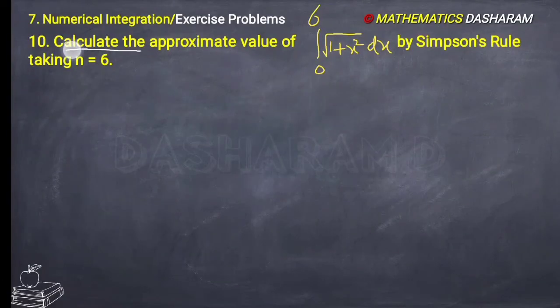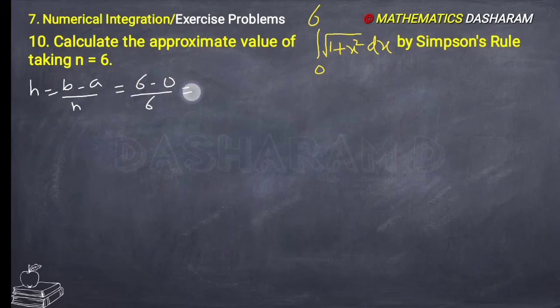Tenth question, calculate the approximate value of integration 0 to 6 root 1 plus x square dx by Simpson rule taking n equals to 6. So here h equals b minus a divided by n. So b value 6 minus 0 divided by n value 6. So it is equal to 1.